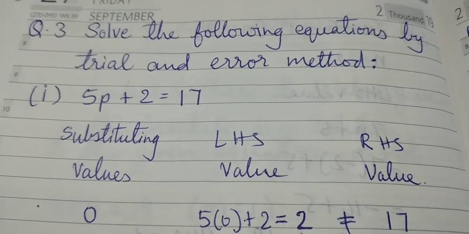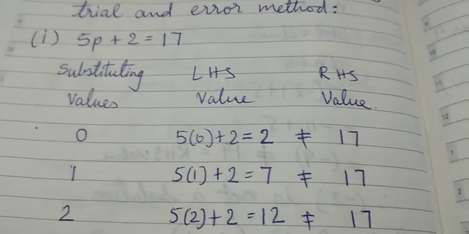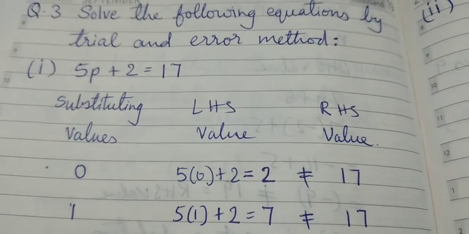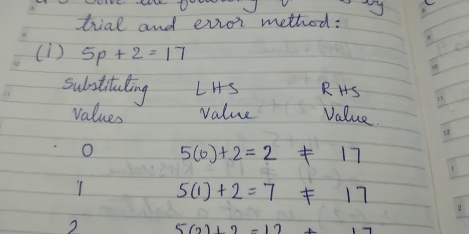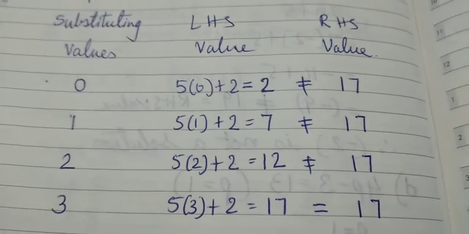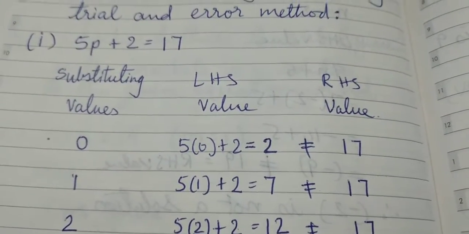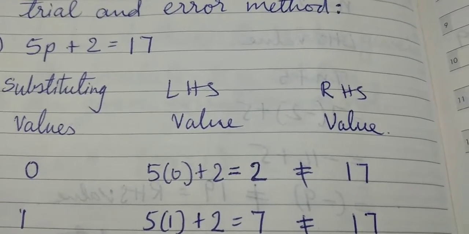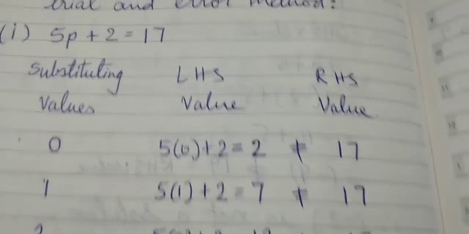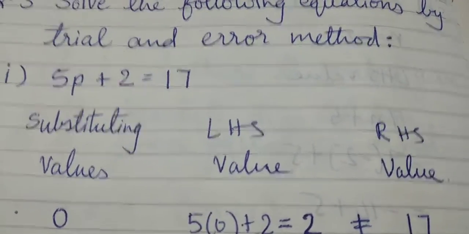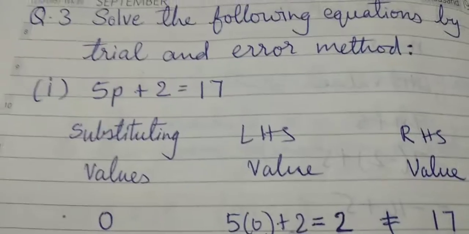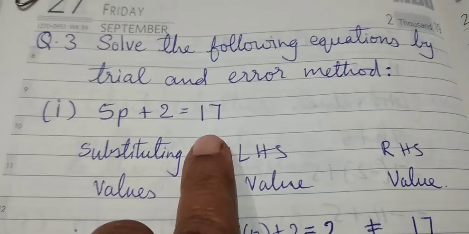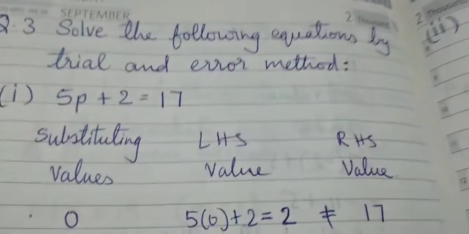5p plus 2 is equal to 17 is the equation, and as per the trial and error method, trial means you are going to take tries one by one with the values, and you have to check whether on substituting this value you get the answer which is given on the right hand side or not. So the equation is divided into two parts, LHS and RHS. As I had already explained previously, this part is the left hand side of the equation and this is the right hand side of the equation.